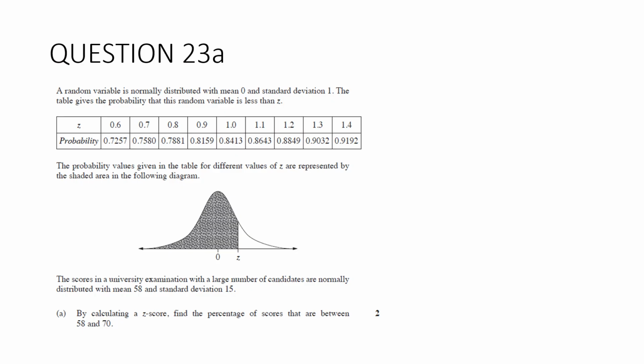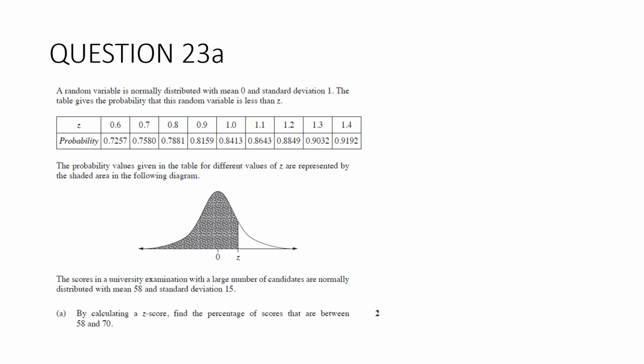23a. A random variable is normally distributed with mean 0 and standard deviation 1. The table gives the probability that this random variable is less than z. The probability values given in the table for different values of z are represented by the shaded area in the diagram. The scores in a university examination with a large number of candidates are normally distributed with mean 58 and standard deviation 15. By calculating a z-score, find the percentage of scores that are between 58 and 70.